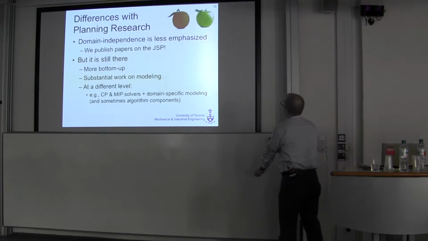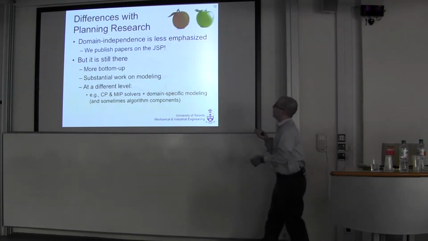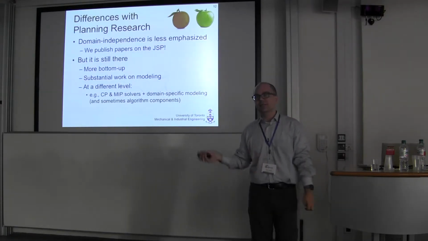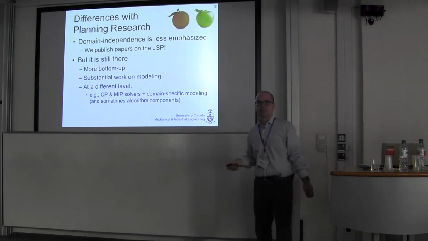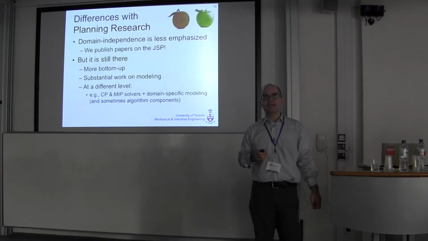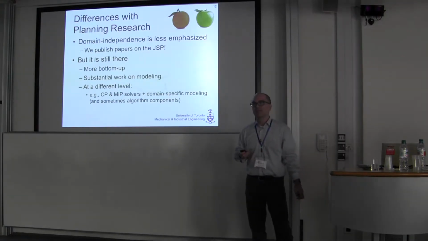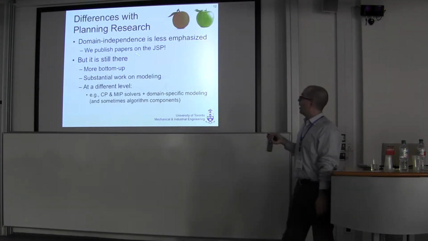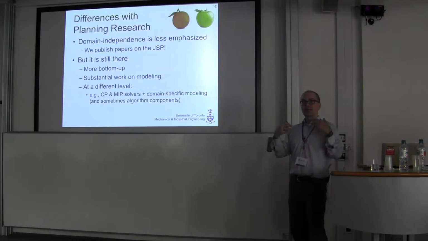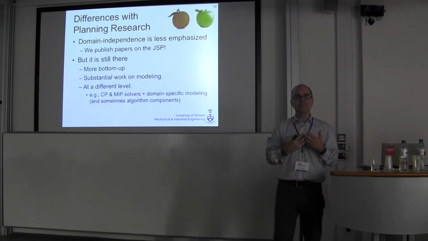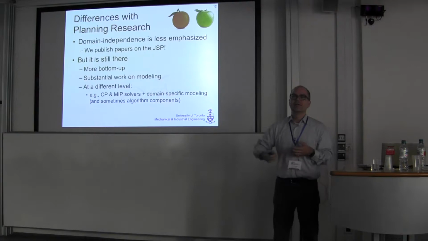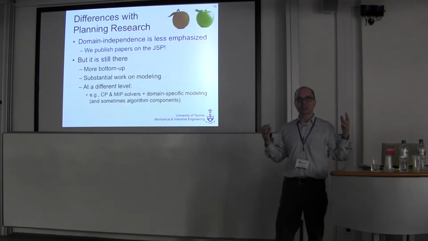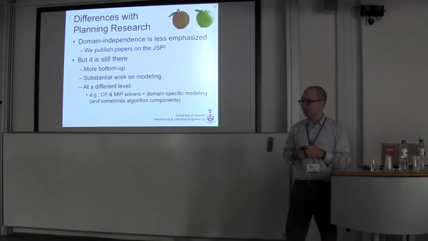Okay, a difference with planning and research. So we actually publish papers on the job shop scheduling problem. Okay, so that's like publishing a paper on the logistics problem. Nobody's really interested in solving the logistics problem in planning, but people are interested in solving the job shop scheduling problem. Okay? There is still a desire to be domain independent. Right? We don't want to have a different algorithm if I change my problem a little bit. I change my cost function, and suddenly I have to throw everything away and go back to something new.